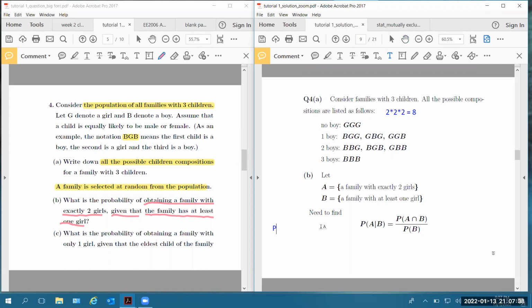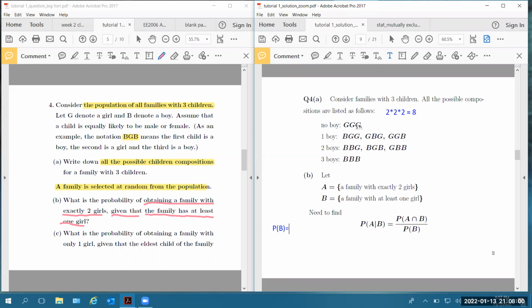We do the easy one first. We do this one first because this one looks simpler, right? So let's go and get the probability of B. What is B? Family with at least 1 girl. So what is the probability of B? What is the probability that you choose a family and that family has at least 1 girl?